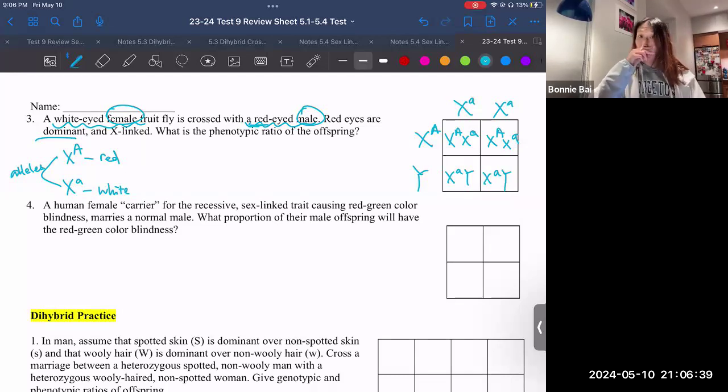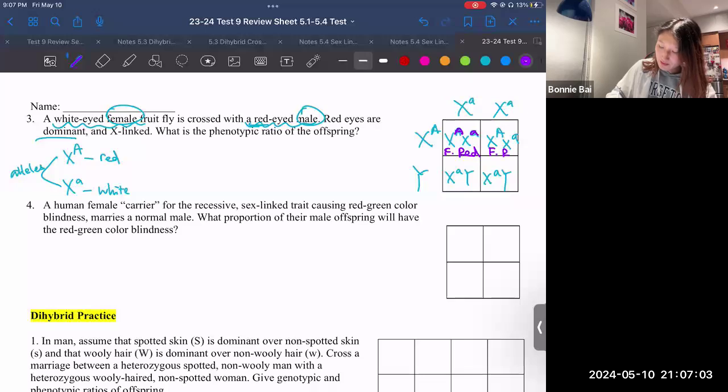Whoa, here's the deal. When you have X-linked traits for the children, you need to tell me whether it's a male or a female, okay? So how do I do this? Here's how we do this. The first box is a female that has red eye because the big A overpowers the little a, and big A is red eye.